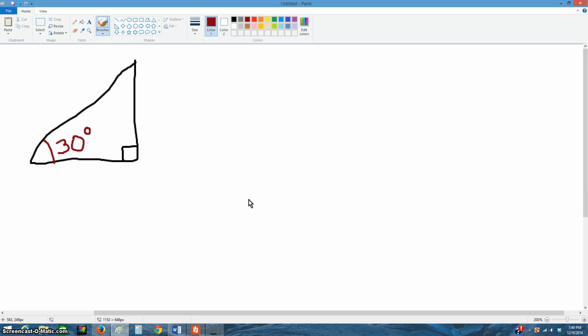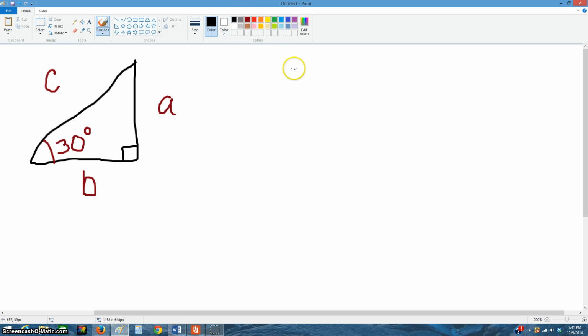Okay, so we were on number 4. I drew the right triangle, and we have sides A, B, and then C as your hypotenuse, and your angle is 30 degrees. So let's go ahead and just label those sides: A, B, and C. First of all, it says identify the ratio A over B.